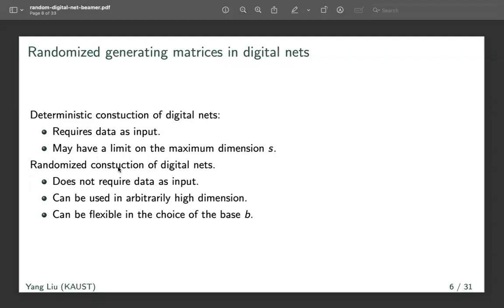So now there is some work studying the randomized construction of digital nets. Essentially, we don't need any data as input, and this method can be scalable in dimension. It can go arbitrarily high as long as we have enough running memory. And one of the features is that the choice of the base b can also be flexible. So we don't have to only consider base 2. This choice can be general.